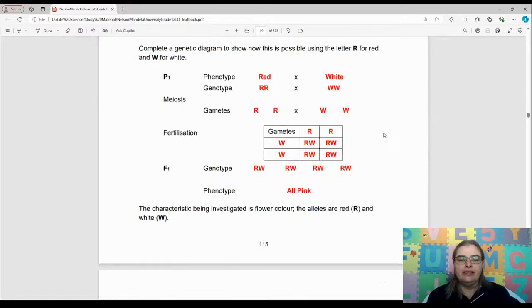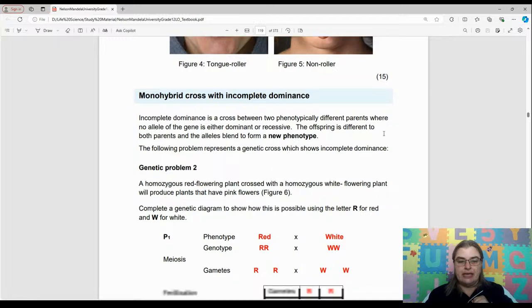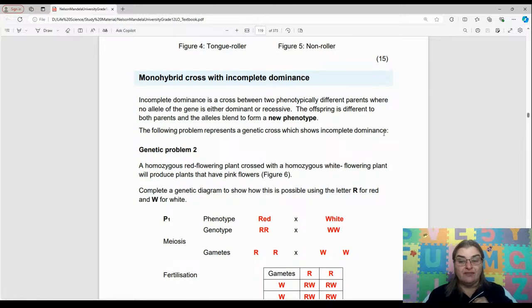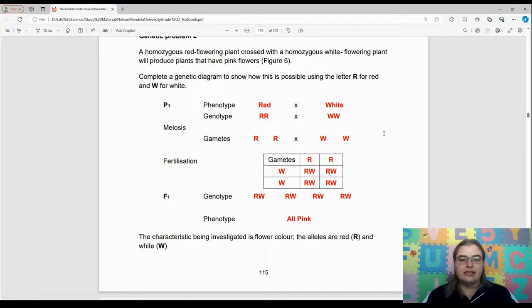So we'll go back quickly and have a look at how that worked. So we had a homozygous red plant with a homozygous white plant, okay? And it produced pink flowers. So let's do the same thing with the Punnet square. As I said, I prefer the Punnet, and I think it's probably easier. So here's our genetic diagram. This is how it would go.